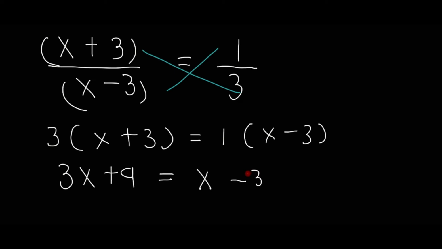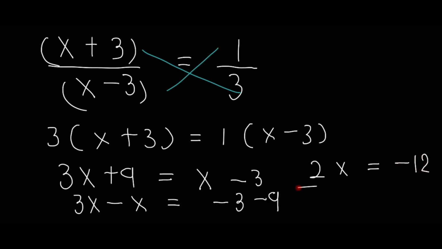From there, we group the x terms together and the numbers together. We move this x to this side, and this 9 to this side. So we have 3x minus x is equal to minus 3 minus 9. From there, we get 2x, because 3x minus x is 2x. And minus 3 minus 9 is minus 12. Then we divide both sides by 2 to get x. The 2 and 2 cancel, and our x is equal to minus 6, because minus 12 divided by 2 is minus 6. So this is our final answer.